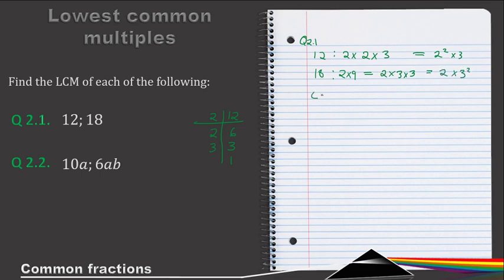Then my lowest common multiple will be, so between the two bases of 2, we've got 2 to the power of 2. Then times by, between these bases, 3 to the power of 2 is the highest. So this is then equal to 4 times 9, so that's equal to 36.